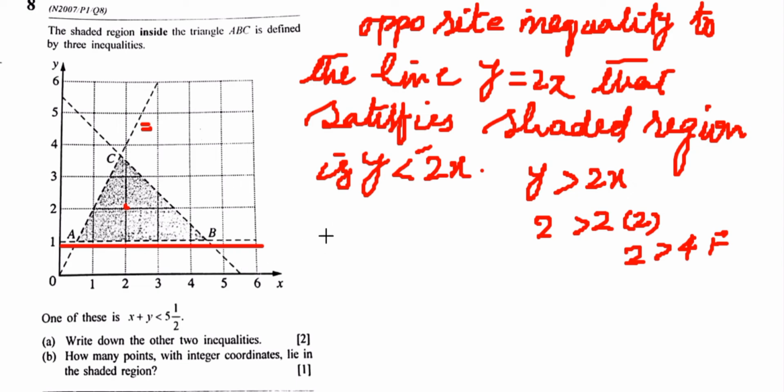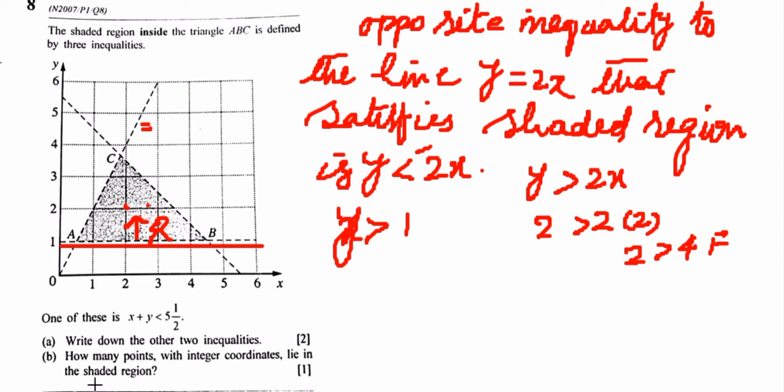The third inequality is, as the shaded region is above this line. If you are here on this line, then the shaded region is above. So the last inequality is y greater than 1. Sorry, this is a horizontal line, this is y greater than 1 here. So these are the three inequalities.